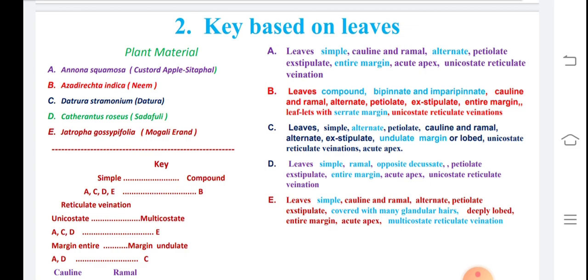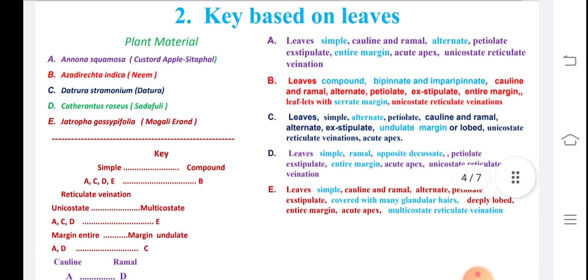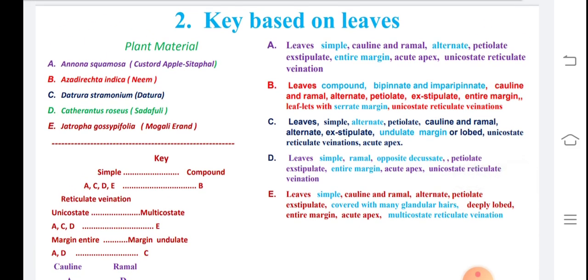So glandular hair is the characteristic we are considering for the morphological character: deeply lobed and multicostate reticulate venation. So all these characters are for the 5 materials. Firstly, you have to select the materials A, B, C, D. Name of the plant is not important. Here we are doing the practical, therefore names are given. But in the exam only materials A, B, C, D, E are given, and you just have to write the characters, right?